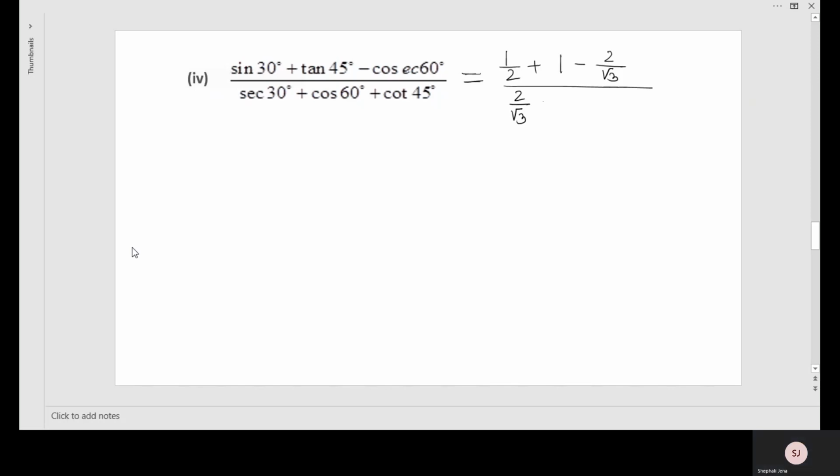Plus cos 60, root 3 by 2. Cos 60 is not root 3 by 2. Cos 60 is 1 by 2, because square root of before divided by 2. So 1 by 2 plus cot 45 is 1, because square root of after divided by square root of before. So 1.